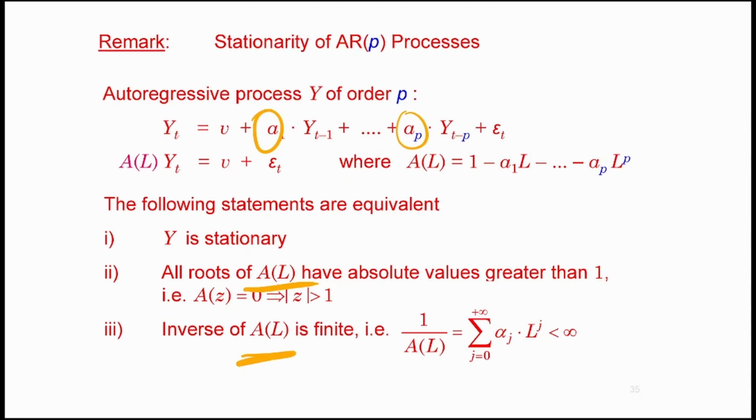And I told you before why this is, because then the process can be written as simply a linear combination of the noise. So you have basically 1 divided by the lag polynomial times observations of the noise, and the noise is stationary. So if the inverse exists, which means that it's going to be finite, then the process is going to be stationary. This is what we have established yesterday. I just wanted to kind of repeat that, okay? And I'm going to show you some examples, implications, stuff like that.